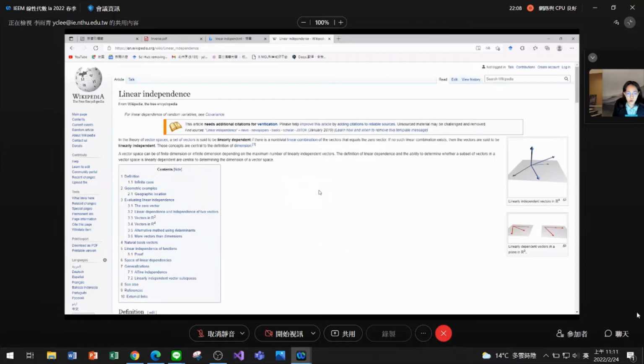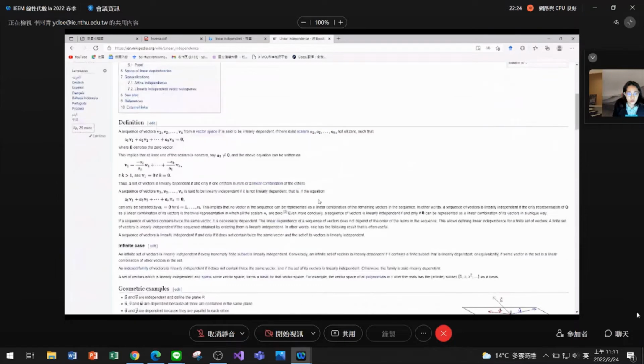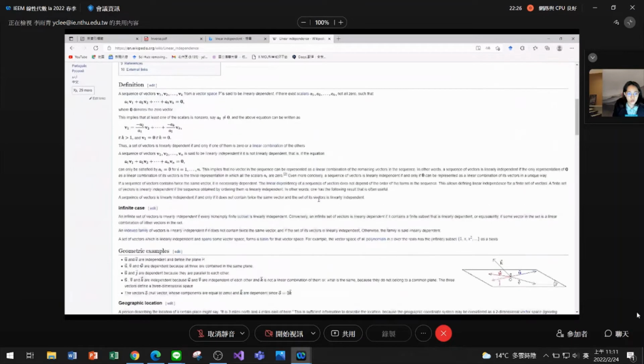In our homework, there is some material that has not been mentioned in the class because we are going to reach that part after a few weeks. But you still need some preliminary knowledge about these things. For example, linear independence. So we just need to look at the definition of it.